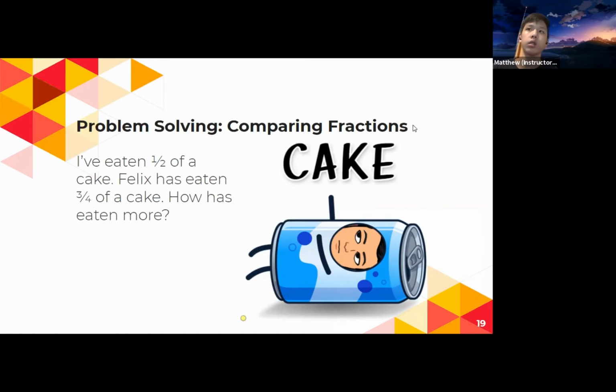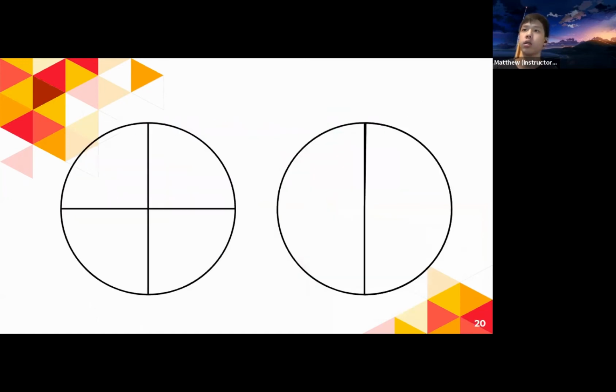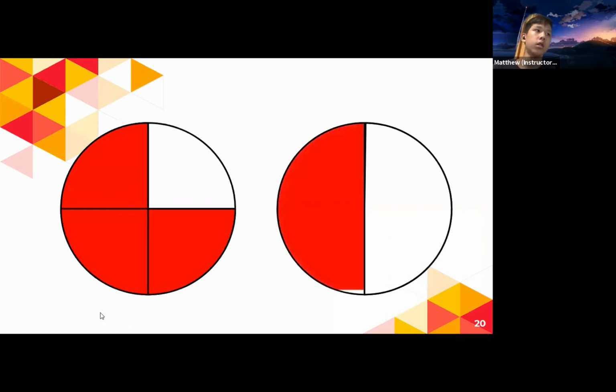Let me check. So who has eaten more cake? Me, who has eaten 1/2, or Felix, who has eaten 3/4? Well, obviously, you can tell from this diagram that Felix ate more.